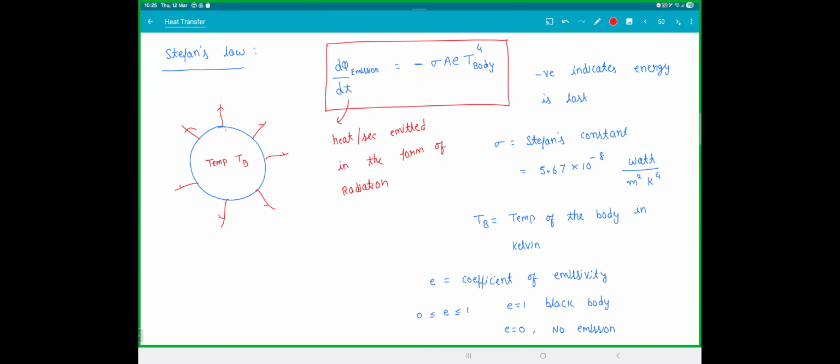And if you notice something here, the radiation emitted does not depend on the surrounding temperature. So how much radiation you emit does not depend on what the surrounding temperature is. If you take a body at 10 degrees and put it in a room of 30 degrees or 3000 degrees, it emits the same amount of radiation.